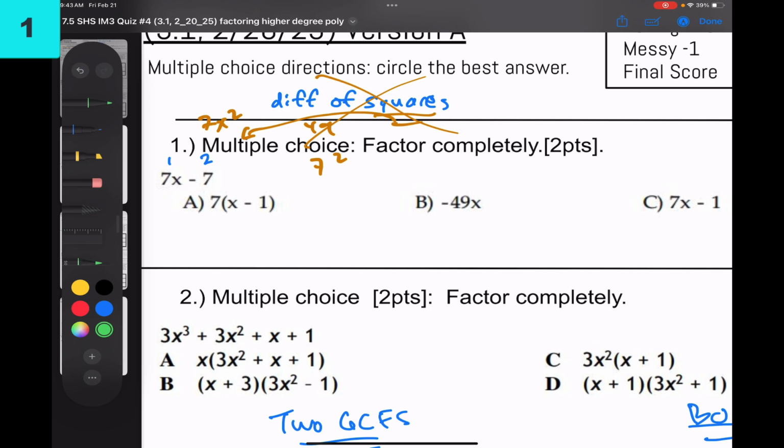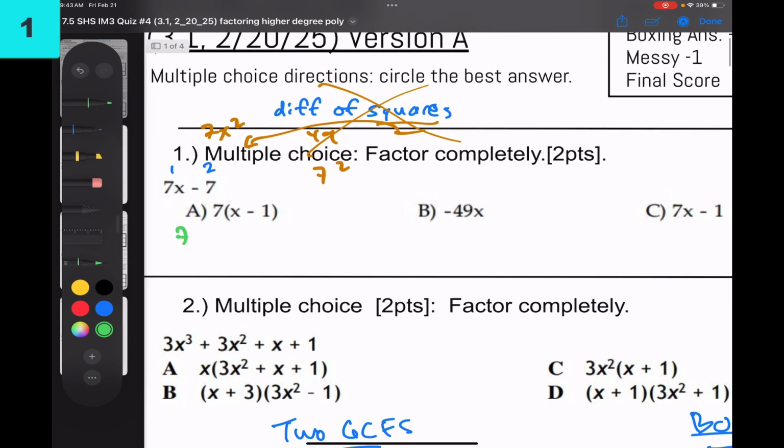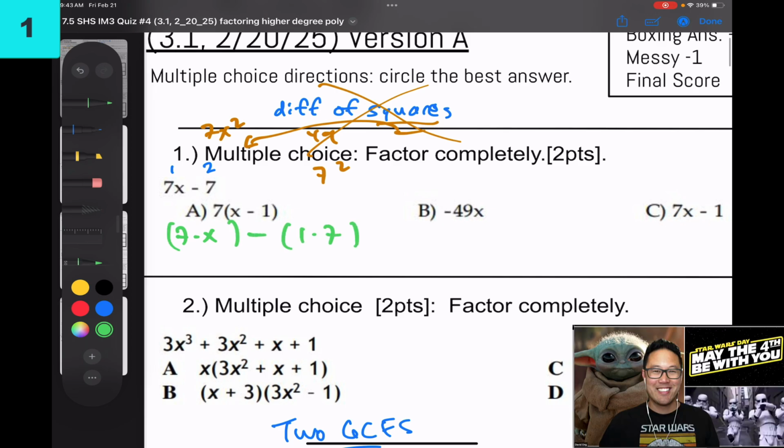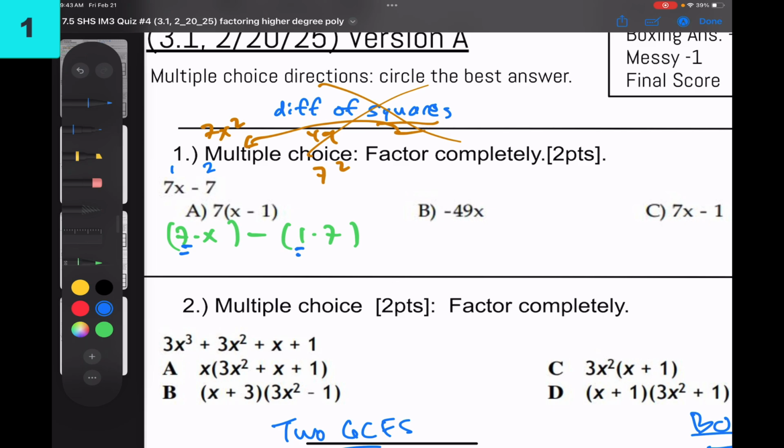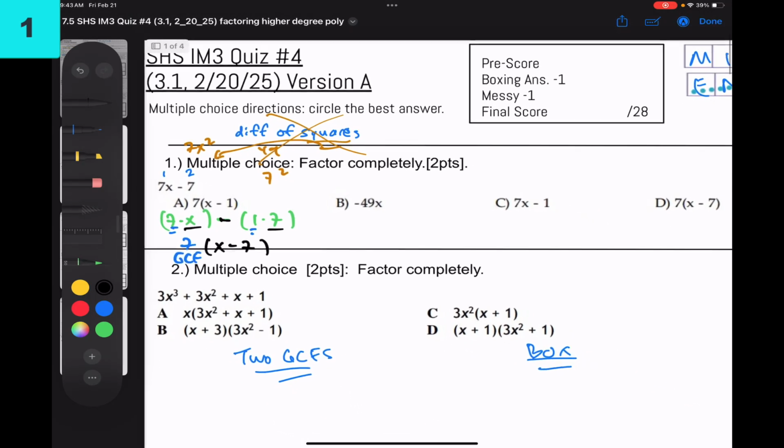So this problem, the first question you should ask then, after counting the number of terms, is: is there a GCF? Well, this has a 7 times an x. This is a 1 times a 7. So they have a 7 in common. That's my GCF. And then you're just left with x minus 7. And so that's our answer.